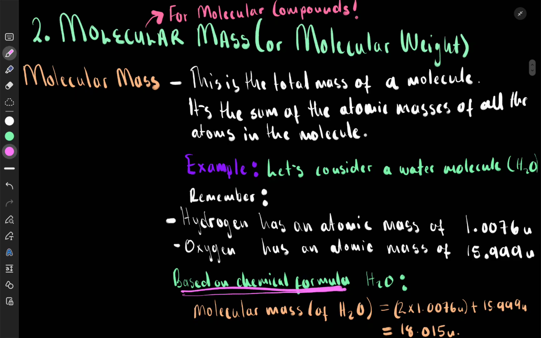Let me just show you what the definition says. It's the total mass of a molecule. It's the sum of the atomic masses of all the atoms that are present. You add the masses of all the atoms that are present in one molecule, and you're going to get the molecular mass. So it's very easy.